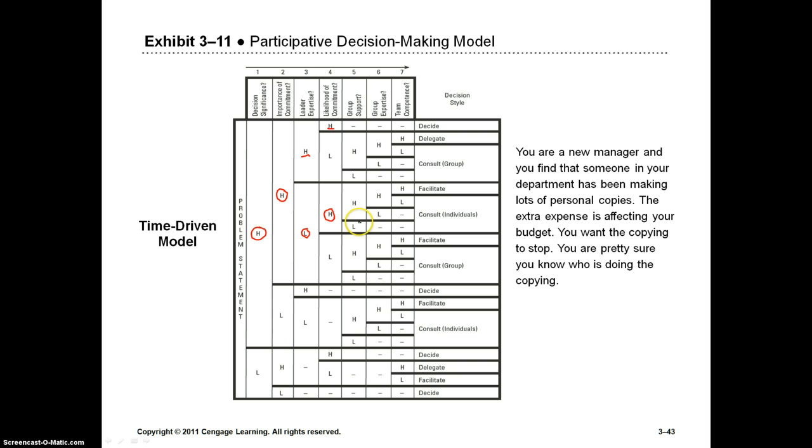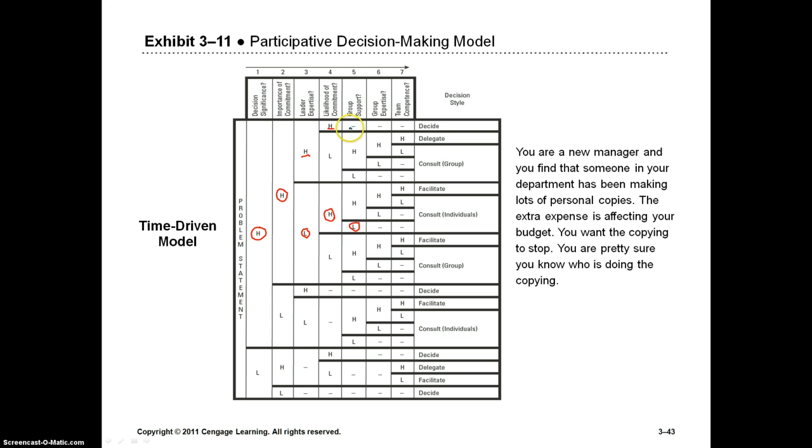The next question is group support. What type of support for objectives have we seen from this group in the past? Well, it's hard to talk about the group as a whole, but we do know that somebody is wasting our budget, making personal copies that they shouldn't be making. That would lead me to say that the group support for objectives, at least in this situation, is low. They are doing something that's bad for the department, that's bad for the business, and so that doesn't exhibit a lot of support for the objectives. And we'll choose that answer here also. However, you notice, if we had followed this pathway of high and high, we've got dashes the rest of the way across.